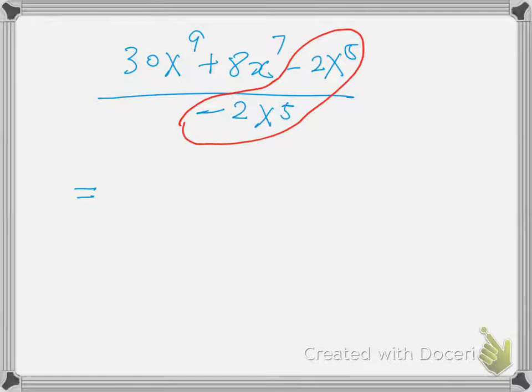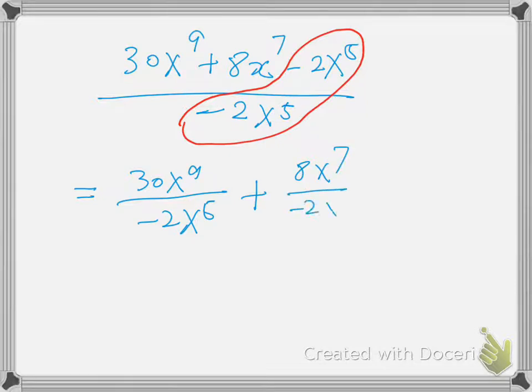A lot of students think they're cancelled. Yes, they are cancelled. But here in division, cancelled means number 1. It's not 0. So now let's write down 3 divisions separately. The first term on top divided by the denominator, plus 8x to the 7 divided by negative 2x to the 5th, plus negative 2x to the 5th divided by negative 2x to the 5th.